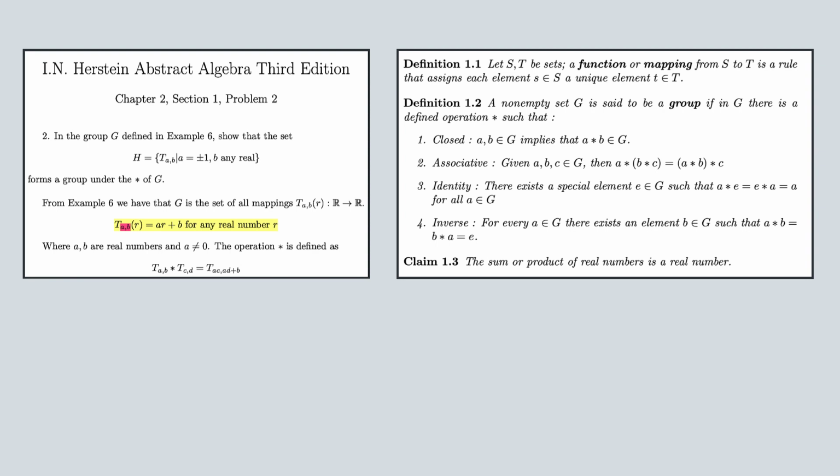So for example, an element of this could be T sub 1 comma 2. And that element would be the map R plus 2, because A equals 1 and B equals 2. That mapping, R plus 2, is one element of G. So when we look at the set that is H, what H does is say, okay, look at all of those elements of G. Now only focus on the ones such that A is positive or negative 1 and B is any real. So an example of an element in H could be negative 1 comma 0, which would be the map negative R plus 0. Or it could be 1 comma negative 2, which would be R minus 2.